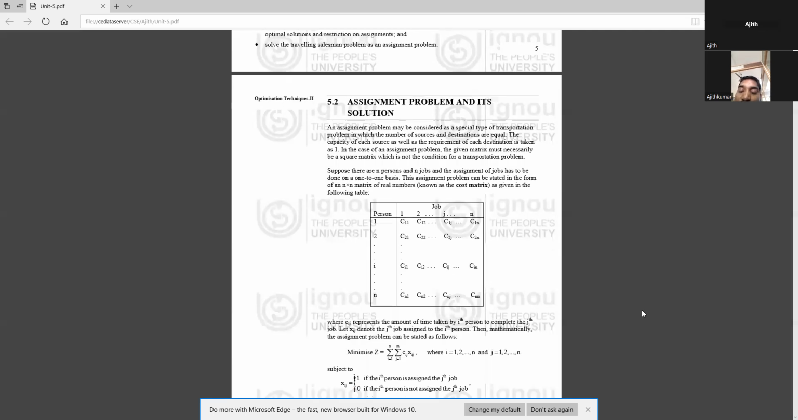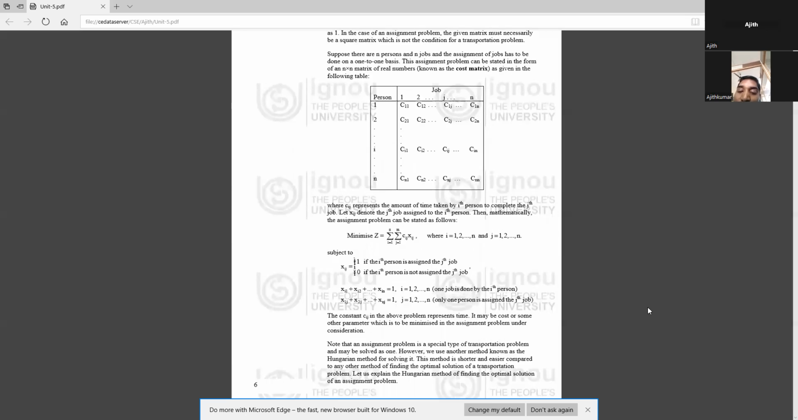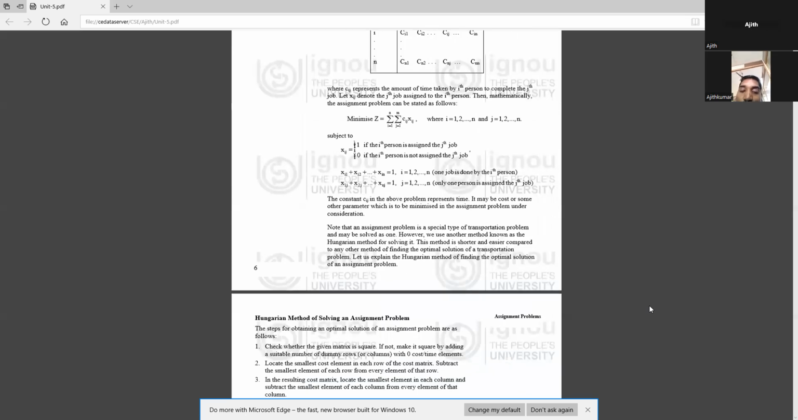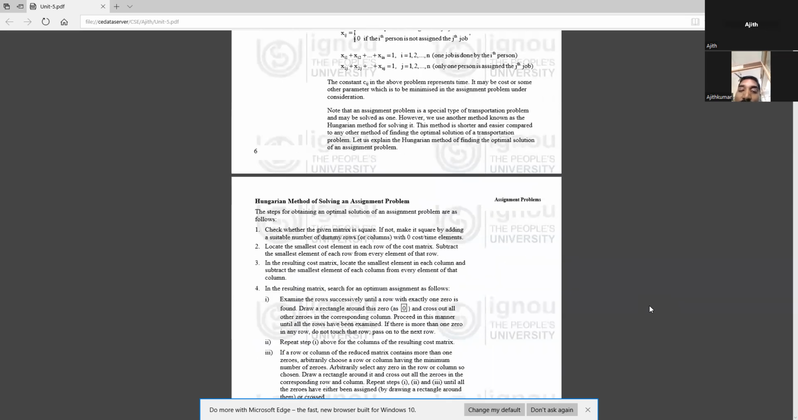So costs can be assigned column-wise and row-wise, and n persons and n jobs can be assigned. This is the mathematical formulation: minimize Z equals the sum over i from 1 to n, that is the rows, and j from 1 to n, that is the columns, of c_ij x_ij, where c_ij is the cost of assigning person i to job j. So this is a parameter of that one, and this is the Hungarian method of how to solve it.